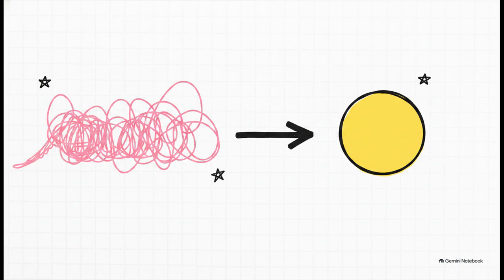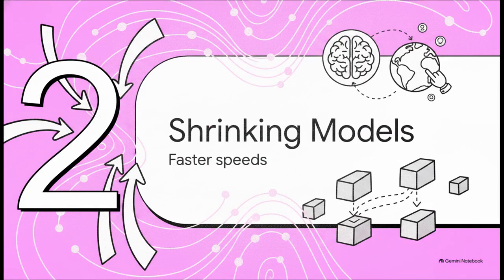Now, obviously, if you're calculating the exact trajectory of a rocket to Mars, rounding to 3 is a terrible idea. But if you just need a rough estimate of a circle's circumference for a high school math homework problem, 3 is close enough. That close enough mentality is exactly how AI saves so much space. Instead of storing a massive, highly specific decimal for every single connection in its brain, the AI just rounds the numbers off. Moving right along to Section 2, shrinking models for faster speeds.